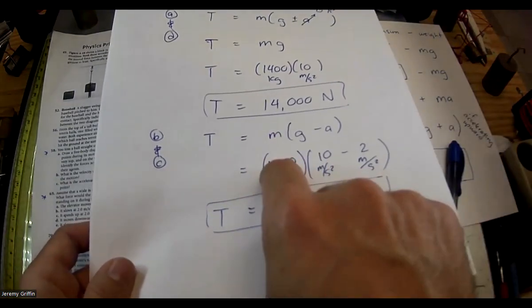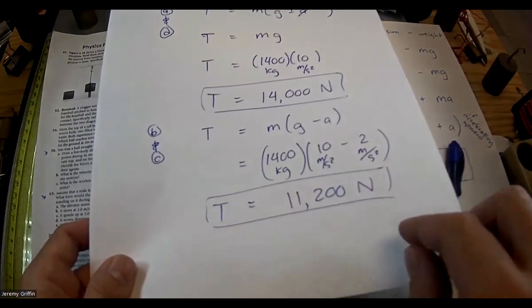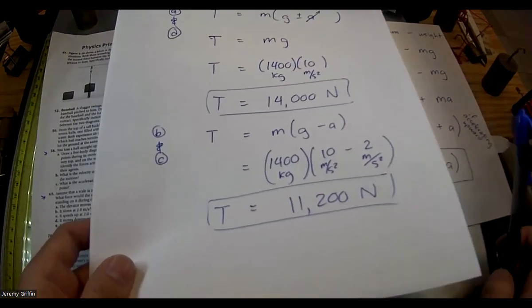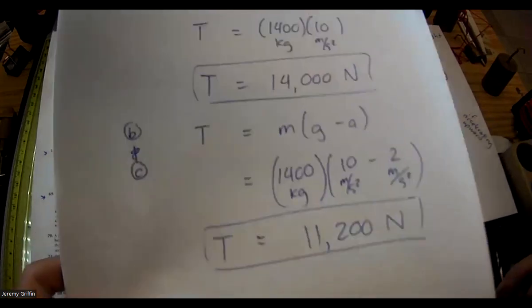Now for you guys, that'd be 53 kilograms times 8 meters per second squared, because 10 minus 2 is still 8. Okay. You guys got that? All right.